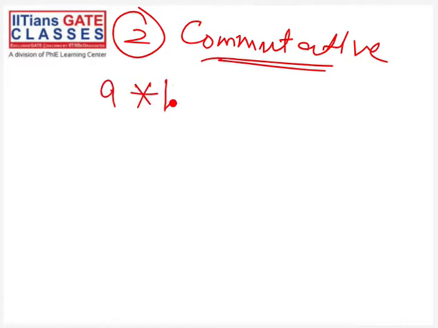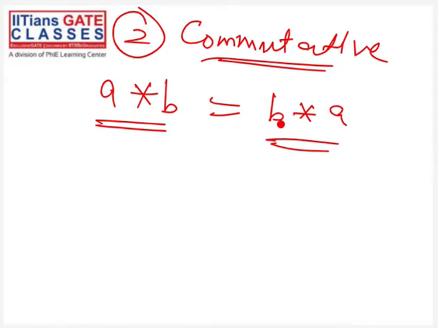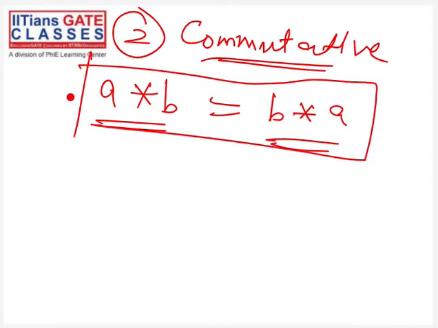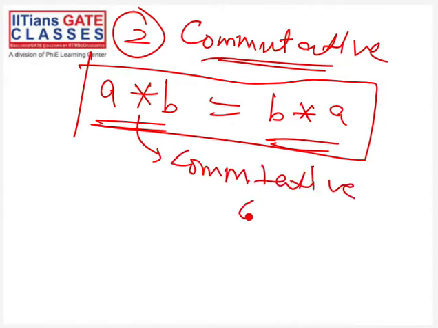So if this property, a star b is equal to b star a, this simple property, is satisfied by this star operation, then we will call this star a commutative operation. What we will call it? Commutative operation.